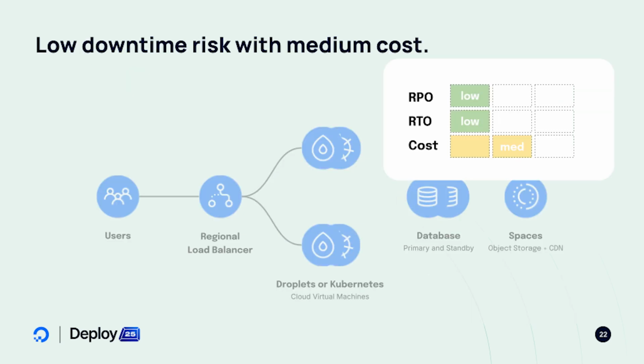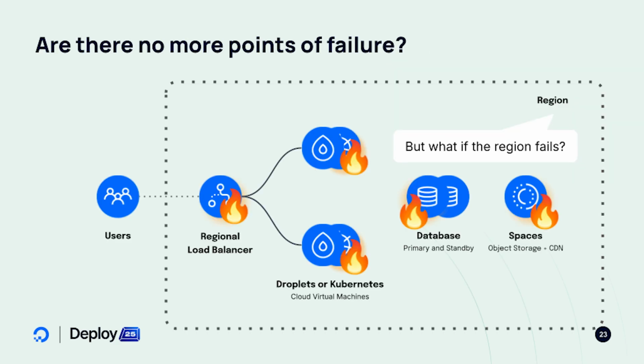OK, so we're getting closer to building the Invincible app. So in this case, for this architecture, RPO is low, RTO is low. The only problem is that the price has increased, right? Because you have to use load balancers, redundant database, more instances. So are we there? Are there no more points of failure? And this slide already gives it away. So your region is now a single point of failure. So this is kind of an Invincible app, but just within a single region.